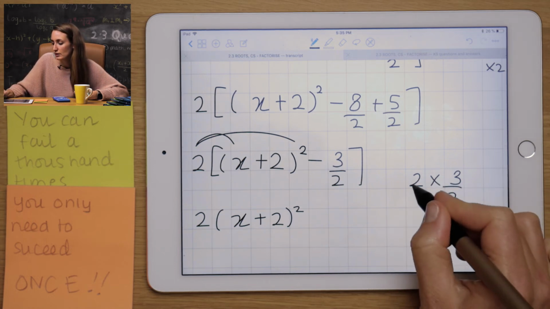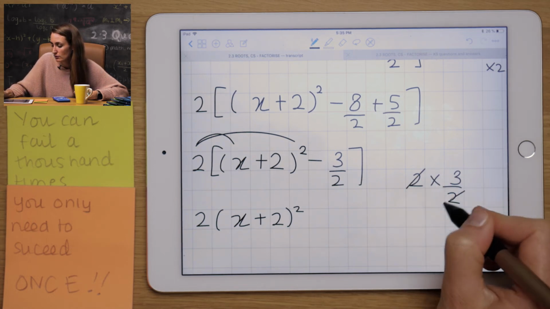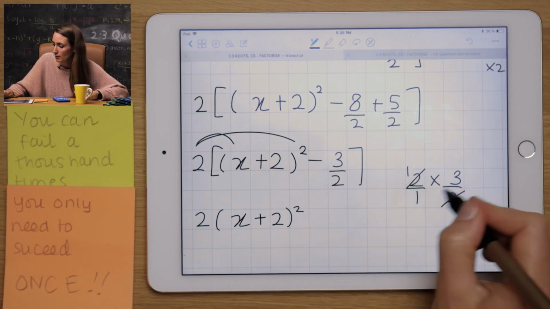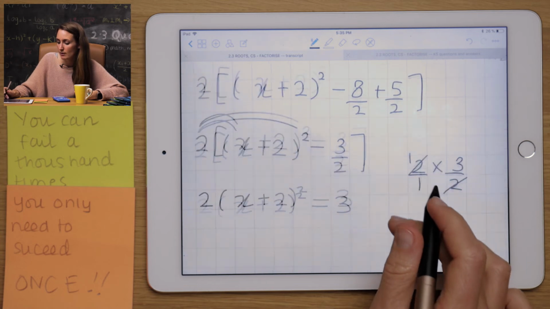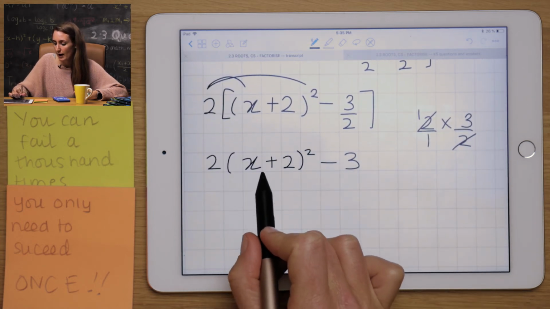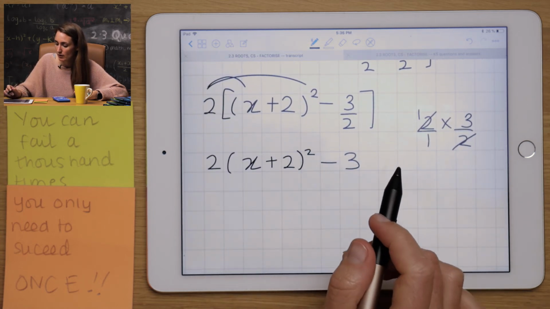You can do this two ways. You can have 6 over 2, or you can cancel the 2's. So that will be 1 times 3 and 1 times 1. Either way, you're going to end up with 2 bracket x plus 2 squared minus 3.